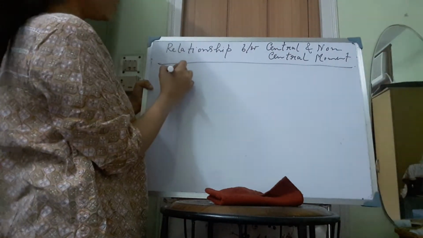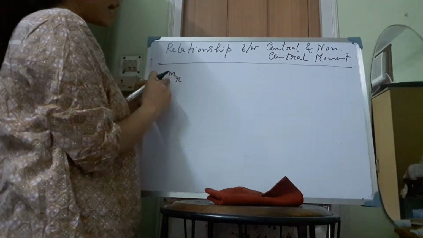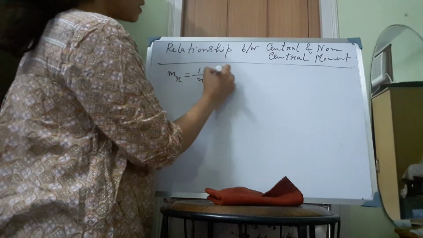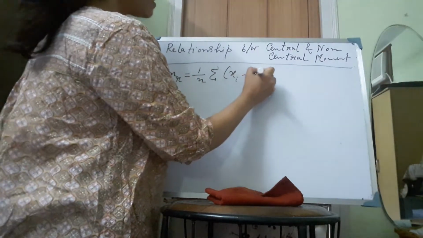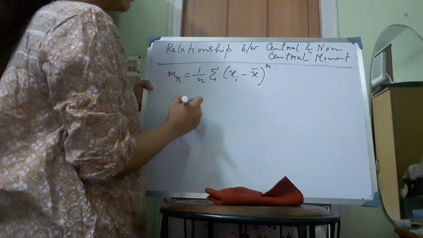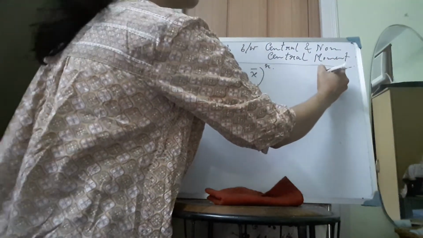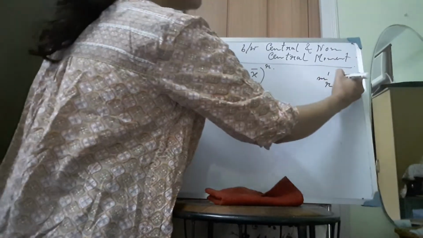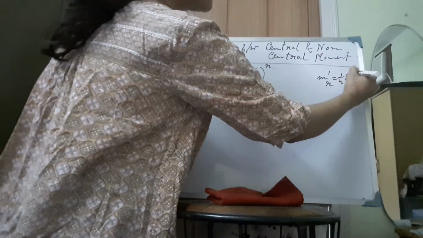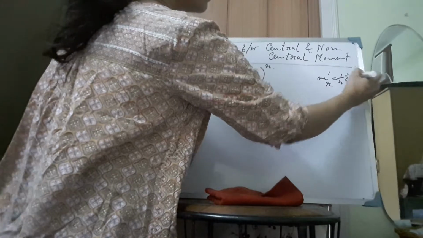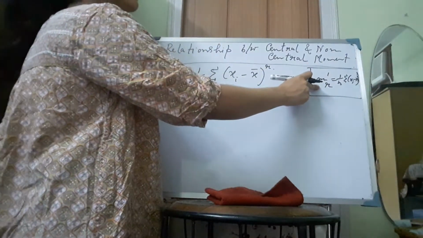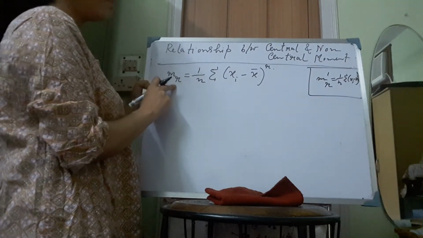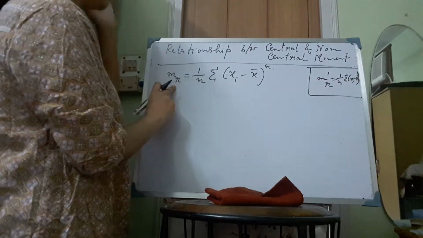So we are denoting the central moment by mr. So rth order central moment is denoted by mr. So this is equal to 1 by n summation of xi minus x bar whole to the power r. And the rth order non-central moment is denoted by mr dash or mr prime. So mr prime is equal to 1 by n summation of xi minus a whole to the power r.